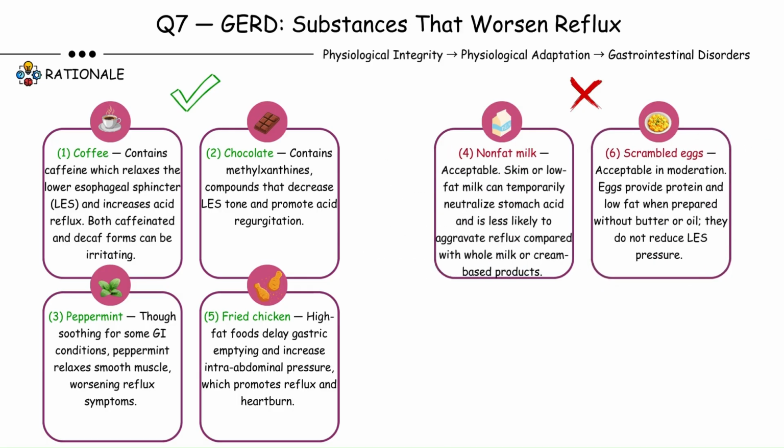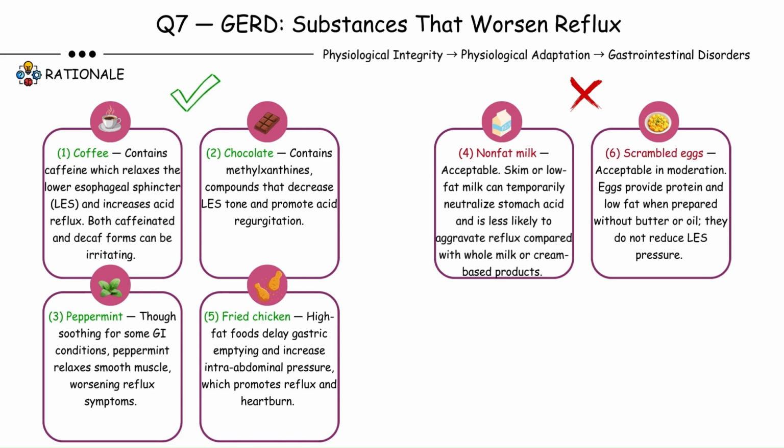Option 4, non-fat milk. Skim or low-fat milk can temporarily neutralize acid and is less likely to aggravate reflux compared with whole milk or cream-based products. It's usually acceptable in moderation. Option 6, scrambled eggs. When prepared without excess butter or oil, eggs provide protein and relatively low fat. They do not significantly lower LES pressure and can be part of a GERD-friendly diet.